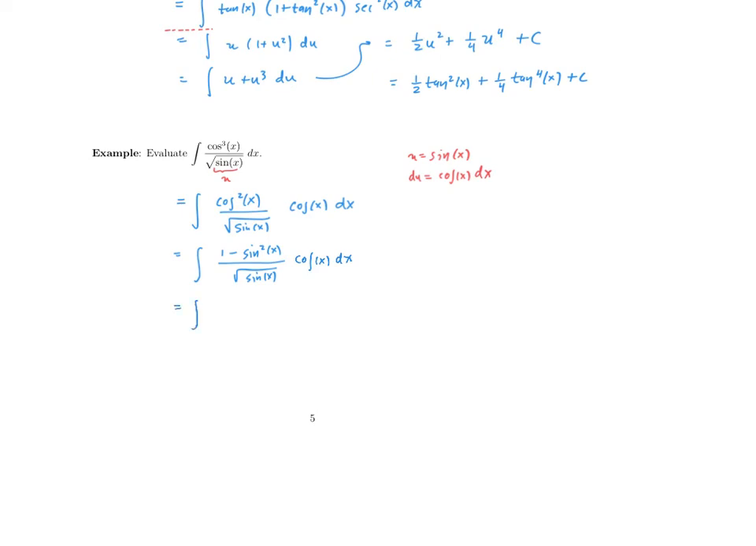Making each sine a u and cosine x dx our du, we see very quickly that our integrand will become 1 minus u squared divided by, and I'm going to write the square root in terms of a power, u to the 1/2, du. And note, this is a very familiar calculus problem. If we can get the integrand solely in terms of powers of u, we are good to go. So breaking this fraction up over that difference in the numerator, we can write this as u to the minus 1/2 minus u to the 3/2.